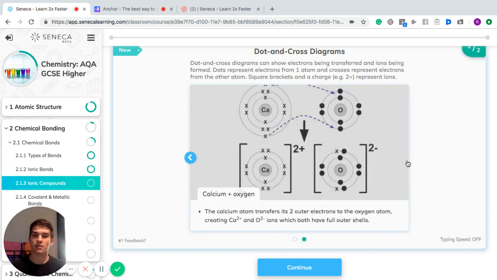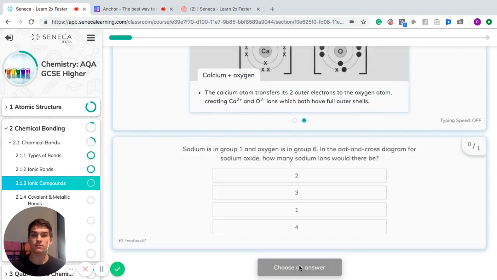And same with calcium and oxygen. So calcium atoms transfer two of their outer electrons to the oxygen atom, creating again two ions, Ca2+ and O2-. And so both ions then have a full outer shell of electrons.